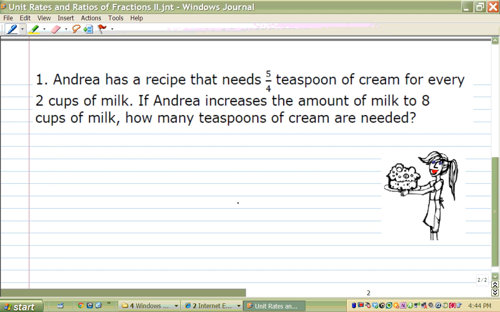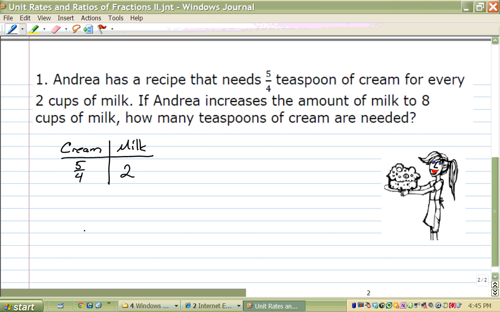All right, I'm going to put in here cream and milk, because those are the two things. And for cream, I had 5/4, which is kind of funny. It's written like that because that's just 1 1/4. And I had 2 cups of milk.